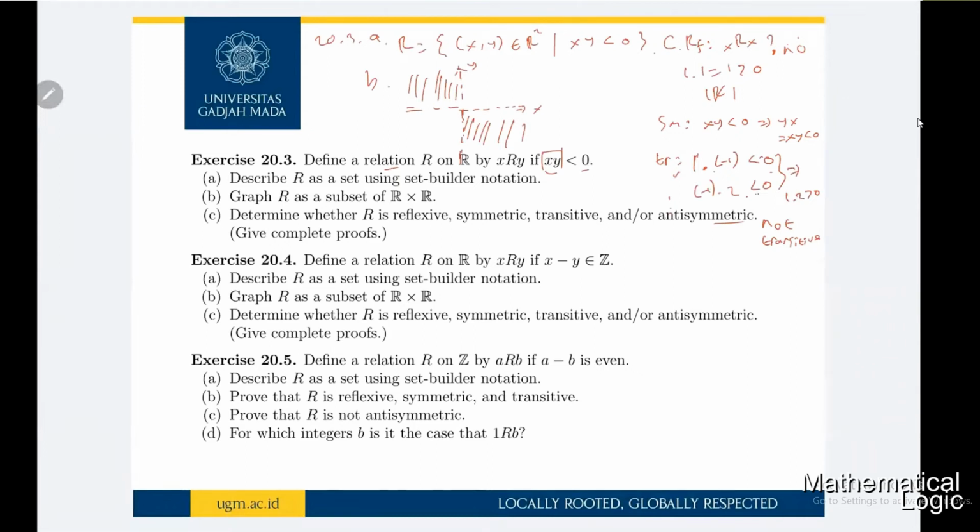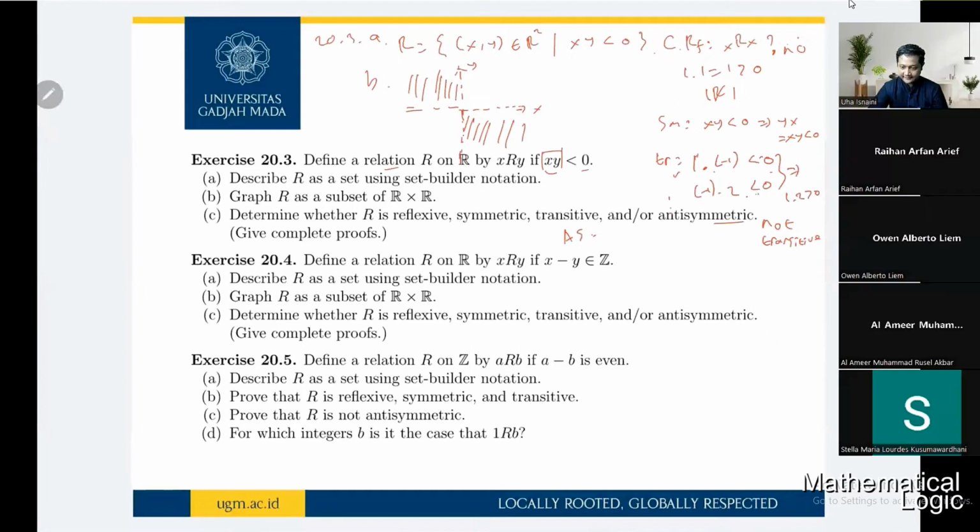Of course, no. Because when we have the universal quantifier, for all, then to say that it is false, we only have to give a counterexample. So one example is enough. That's why, for anti-symmetric, we just want to give one example.